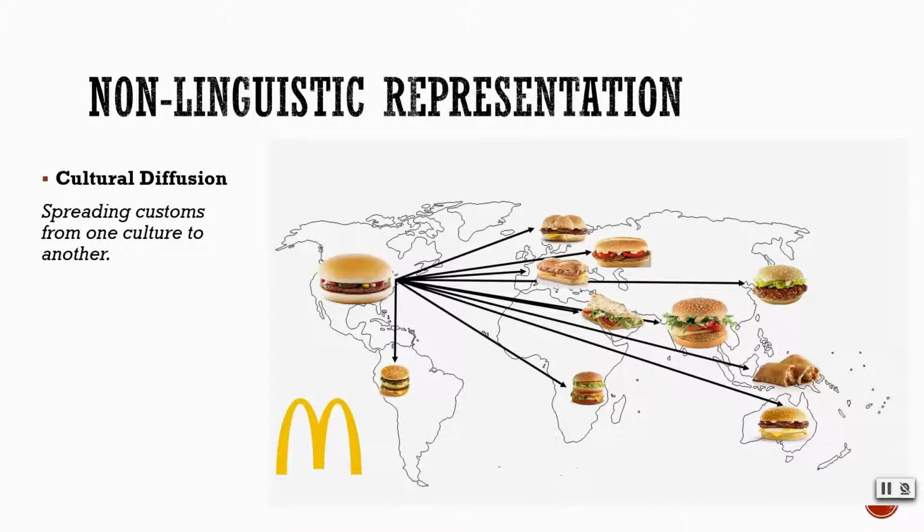Now, let's look at non-linguistic representation. The classic non-linguistic representation would be a picture. So you can see here's an image that sort of shows cultural diffusion and how McDonald's, an American cultural icon, has diffused throughout the world. That's an example of a non-linguistic representation.